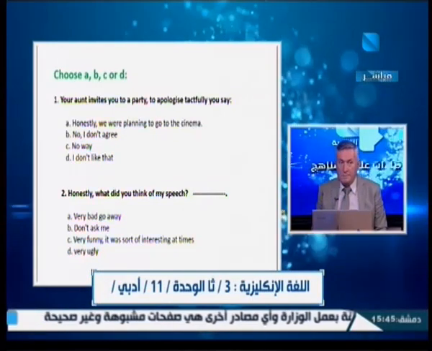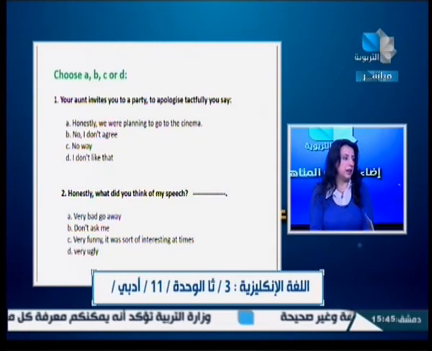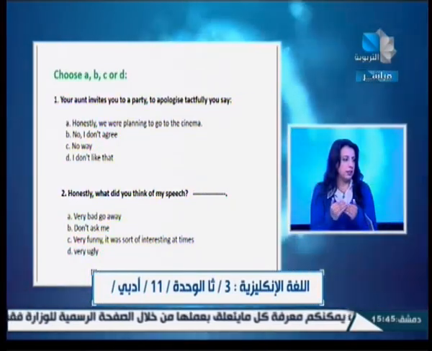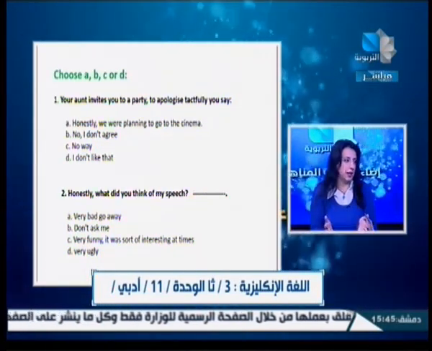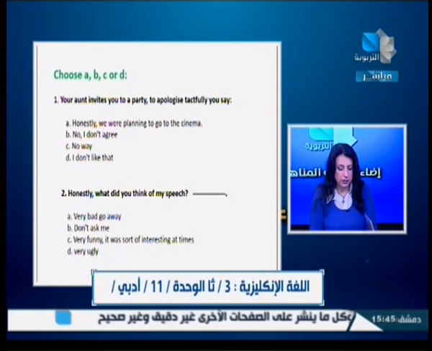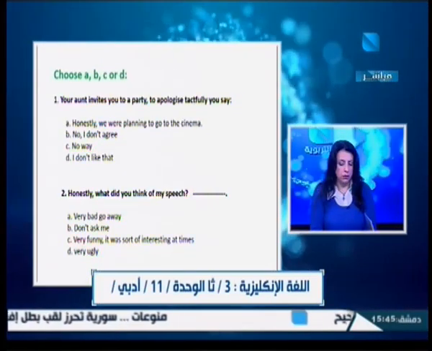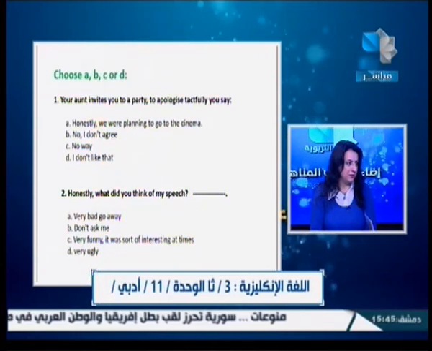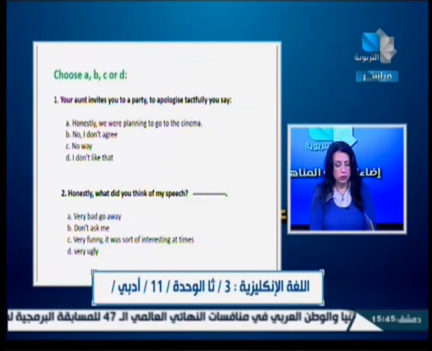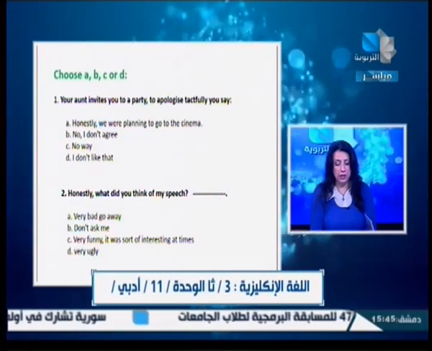The questions can be like this: they will have the first statement or question, and the answer is going to be blanks. You have to fill it with the choices A, B, C, or D. For example, your aunt invites you to a party. To apologize tactfully, you say, well, this is my aunt, I can't be very direct. A, honestly, we were planning to go to the cinema. B, no, I don't agree. C, no way. Or D, I don't like that.